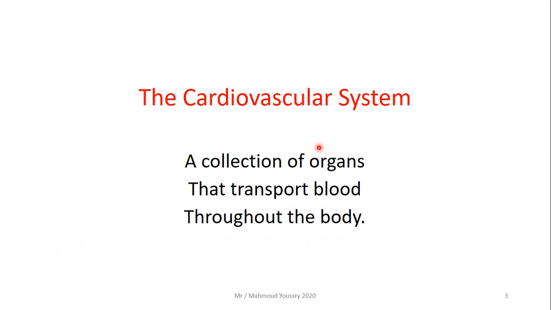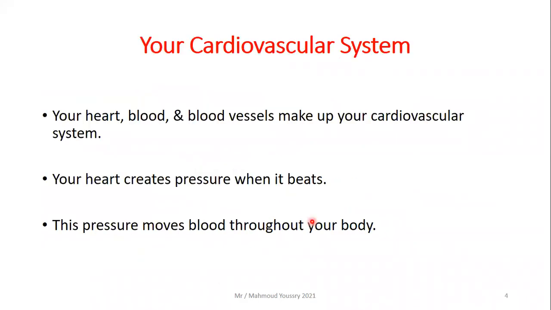So again, what is the cardiovascular system? It's a collection of organs that transport blood throughout the body. Your heart, blood, and the blood vessels make up your cardiovascular system. So the cardiovascular system consists of three main parts, which are the heart, the blood, and the blood vessels.